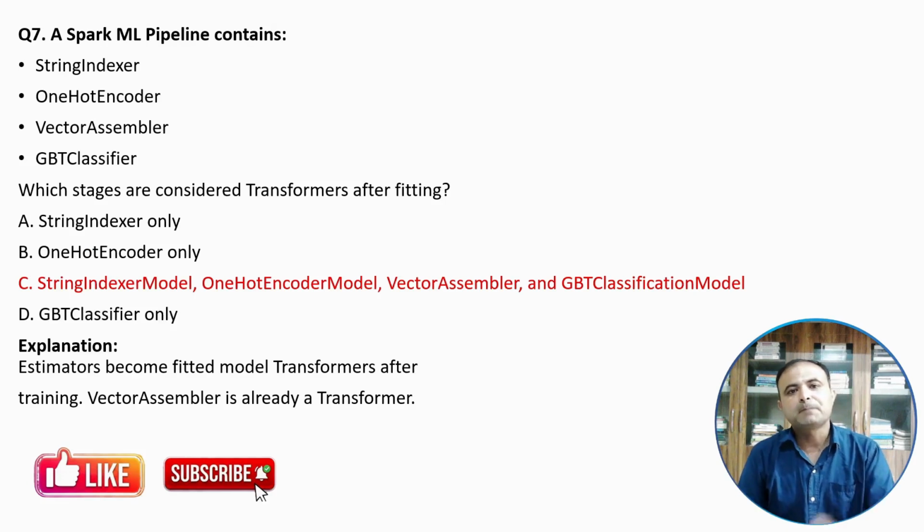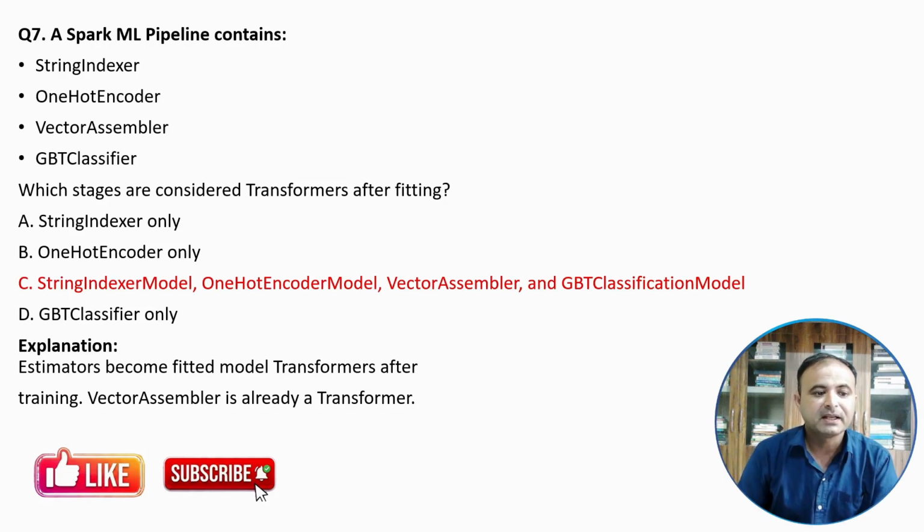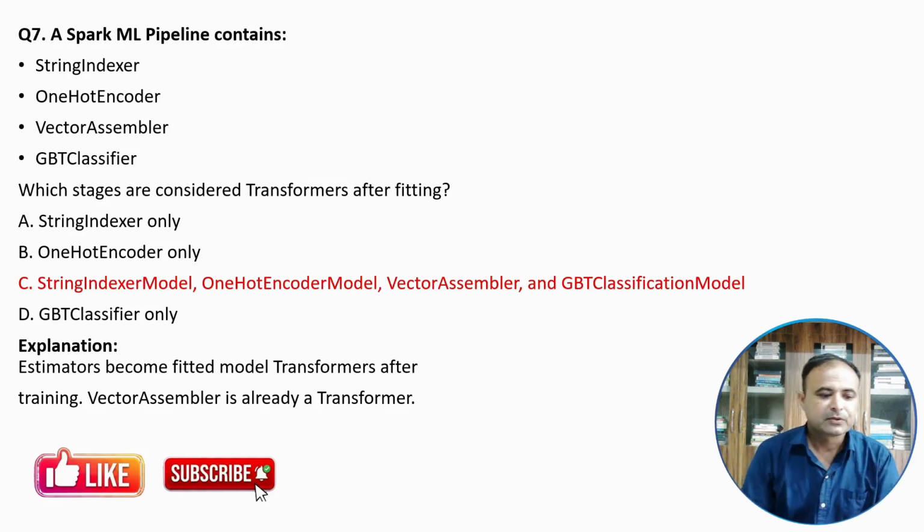Next, a Spark ML pipeline. The Spark ML pipeline contains a hierarchy like string indexer, one-hot encoder, vector assembler, GBT classifier. We just want to know which stages are considered transformers after fitting. So here the correct answer is string indexer model, one-hot encoder, vector assembler, and GBT model. The estimator becomes a fitted model transformer after training, and vector assembler is already a transformer.